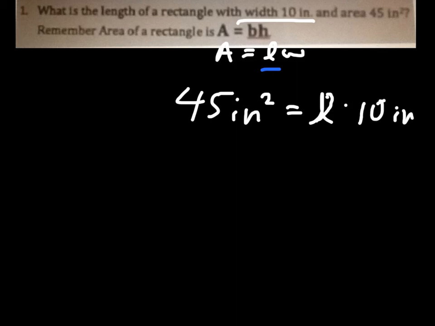So it asks us what is the length. We're solving for, what do you think? That's right, the L. L is length in this case. And it gives us a few different things here. It gives us that our width is 10 inches and the area is 45 inches squared. So in our formula, our A comes first. So I'm going to replace my A with 45 inches squared. And that's going to equal L, because we don't know what our L is yet. And then our width, it says, was 10, so times 10 inches right there.